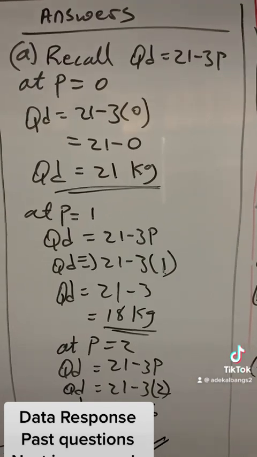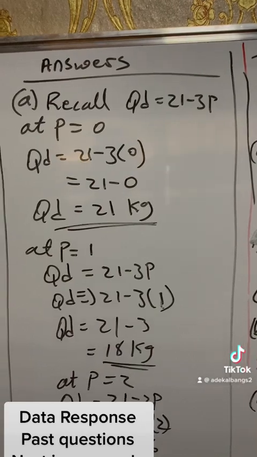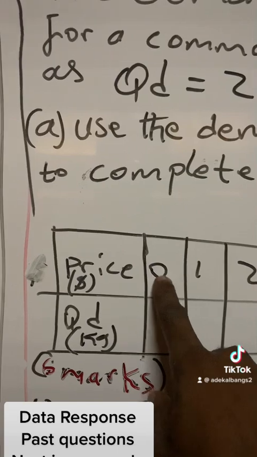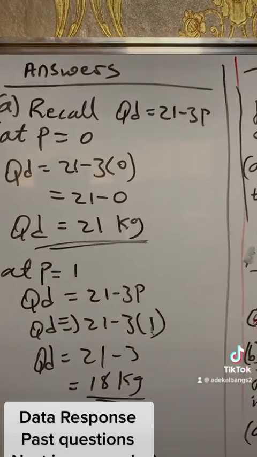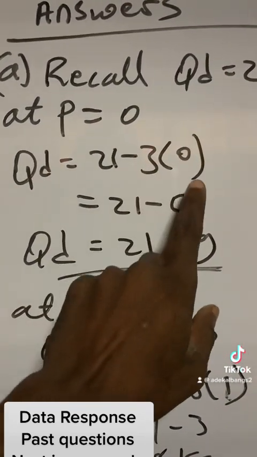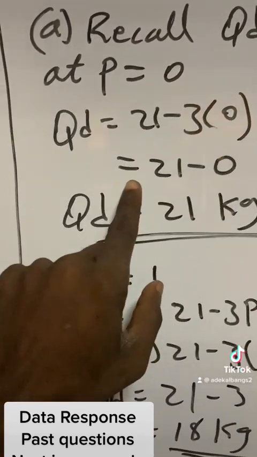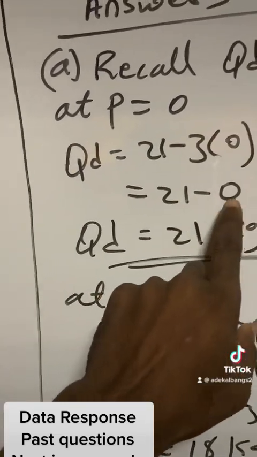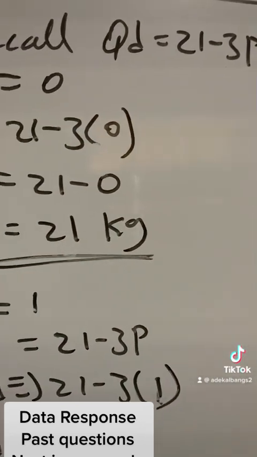1A, you have to recall the function. Quantity demanded is equals to 21 minus 3p. At p equals to 0, when you go back to the table, you realize that the price was 0. When the price was 0, the quantity demanded is equals to 21 minus 3 into p, which is 0. So you have 21 minus 3 times 0 is 0, and 21 minus 0 is just 21. So when the price is 0, the quantity demanded is 21 kilograms.